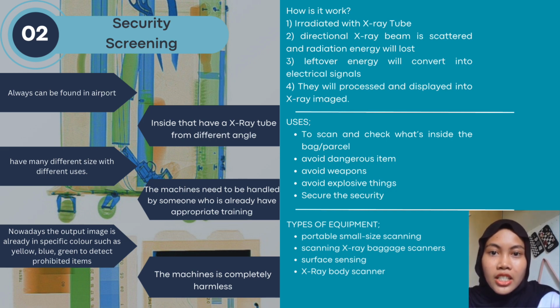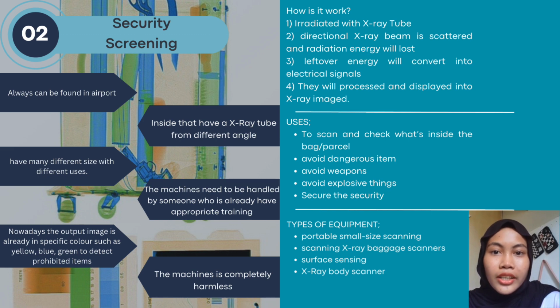In this modern generation, people come out with new features in this technology where the output image is already in specific colors such as yellow, blue, and green to make it easier for detecting prohibited items. Not only that, the machines need to be handled by someone who already has appropriate training, so they know how to act if there is an emergency with the machines. Besides that, it is completely harmless because the design of the installation does not allow the penetration of rays outside the body. How does the X-ray work?